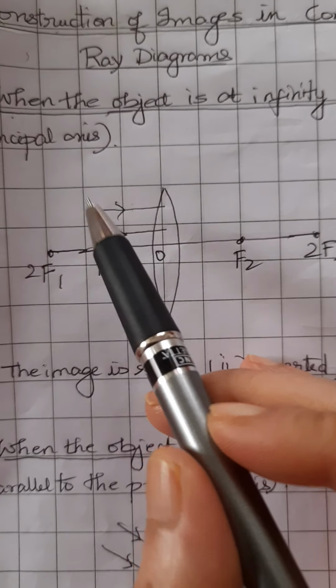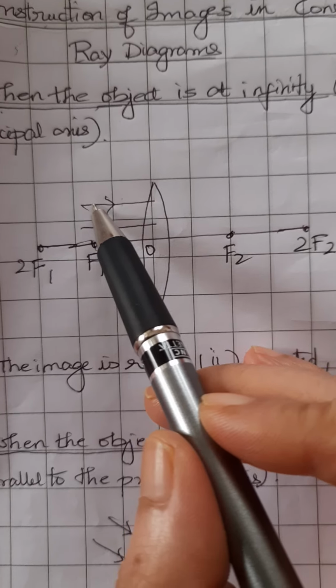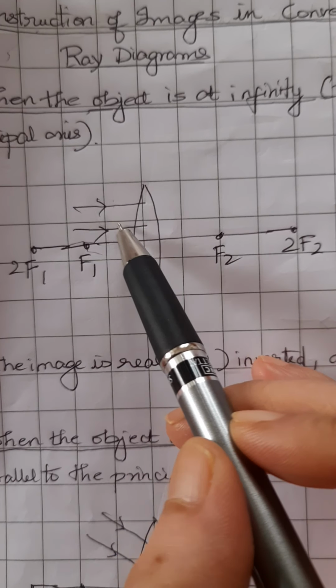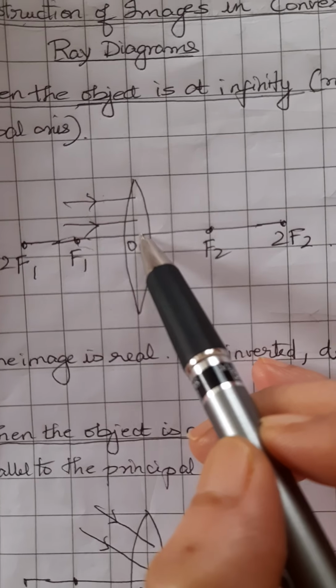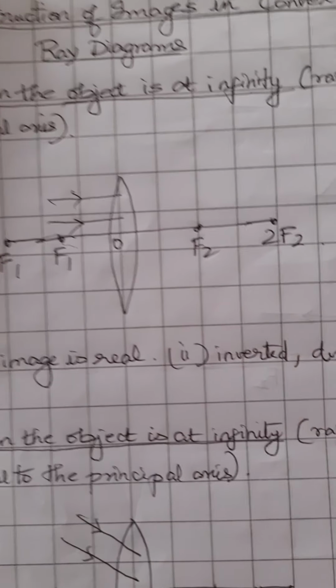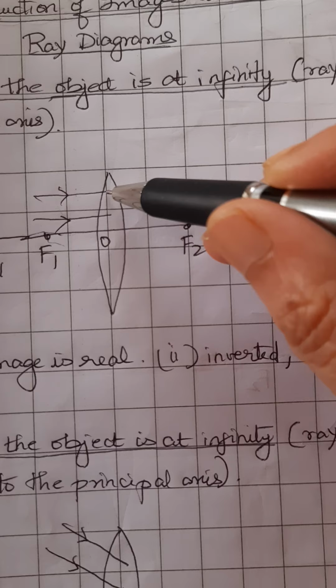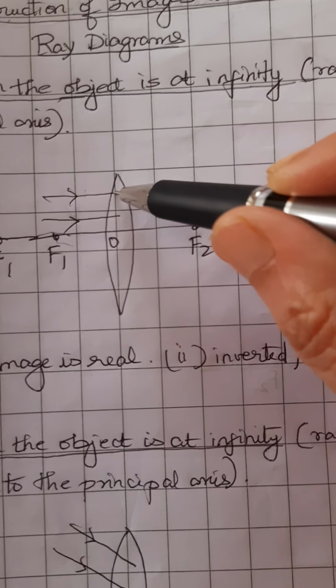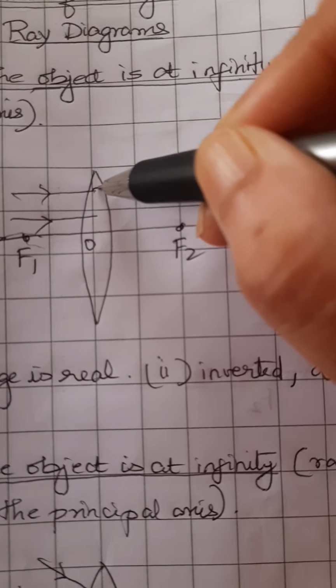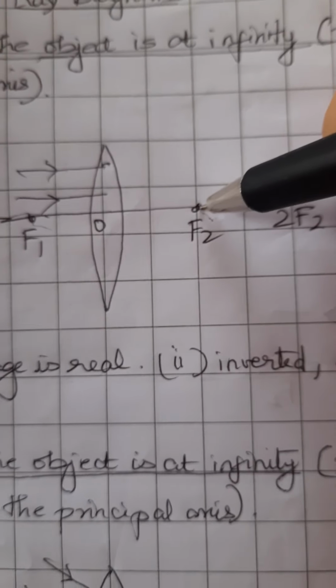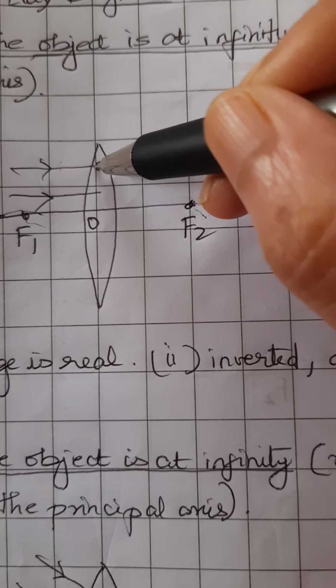The object is very far away at infinity, and these are the rays that are coming, parallel to the principal axis. So we know how to draw the ray diagram now. First we draw two rays. The first one, parallel to the principal axis, will always pass through the focus, in this case the second principal focus.